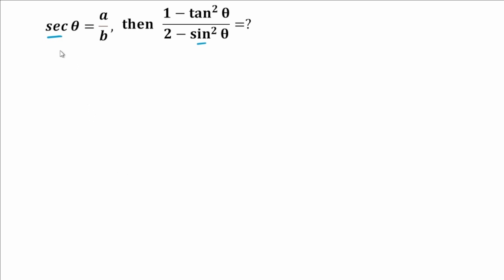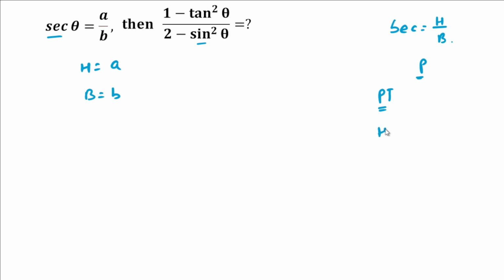So here, sec theta, we know the formula of sec theta. Sec theta is hypotenuse divided by base. So similarly from here we can calculate the values. Hypotenuse here is a and base is b. Now we have to calculate the value of perpendicular, and we know the formula of the Pythagoras theorem.